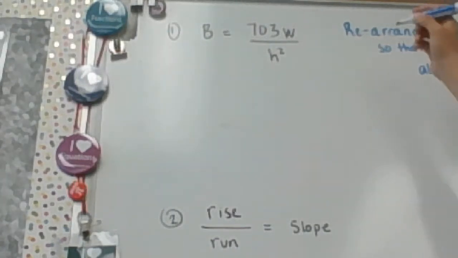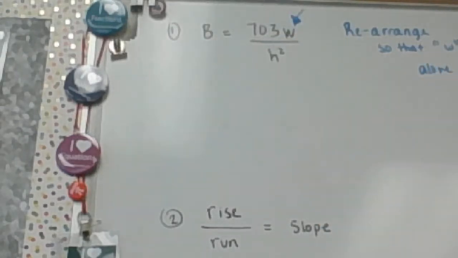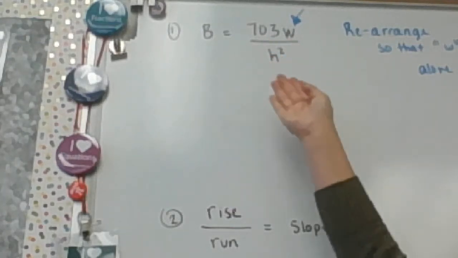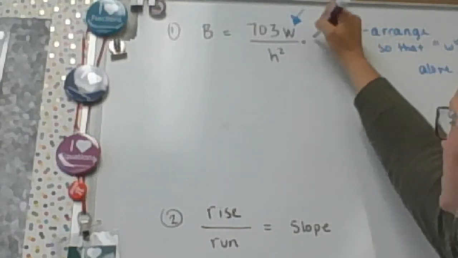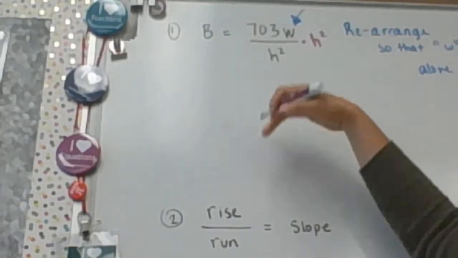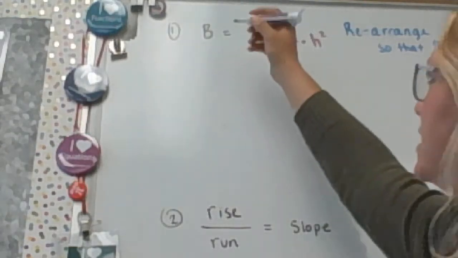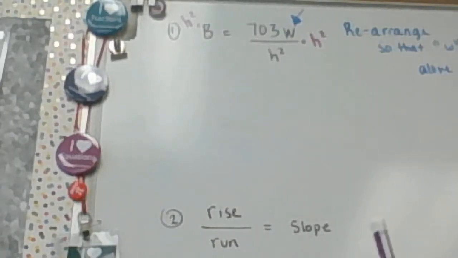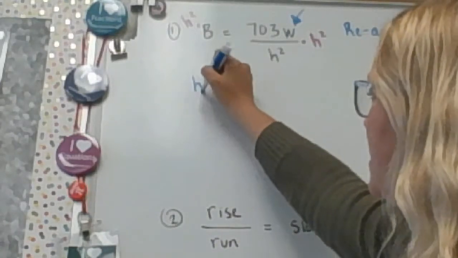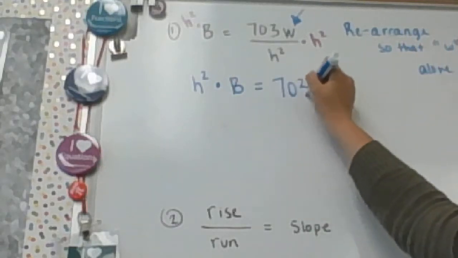Alright, so solve for W just means get your eyes on W and do opposite operations until it's all by itself. The first thing to get away from W is this fraction bar. To get rid of the fraction bar, I would multiply both sides by h squared. It's being divided by h squared, do the opposite of divide and multiply. So now it looks like h squared times the big B equals 703W.